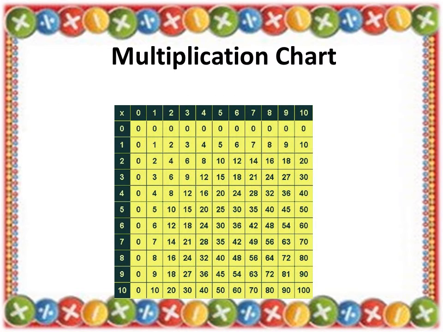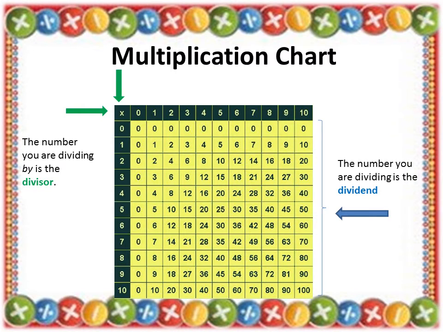On a multiplication chart, the divisor can either be the left column or top row, depending on which method you use. The dividend, the number you are dividing, is in the body of the chart. And the quotient, the result of the dividing, again, this can be either the left column or top row, depending on which method you use. So let's take a look at the two methods for using a multiplication chart to divide.